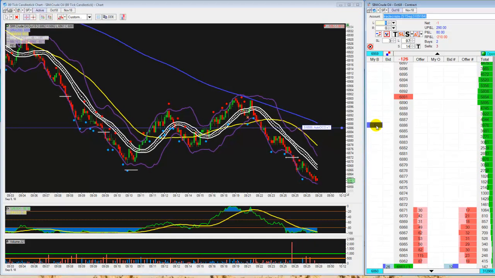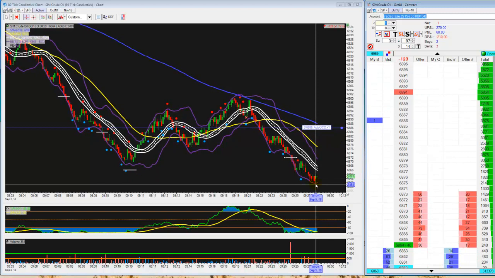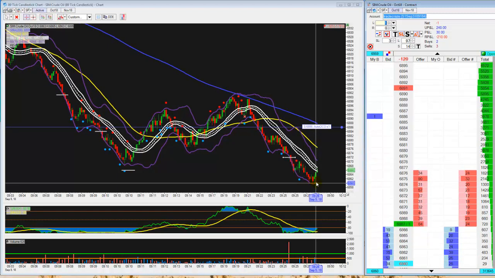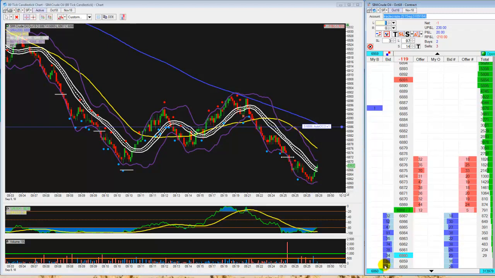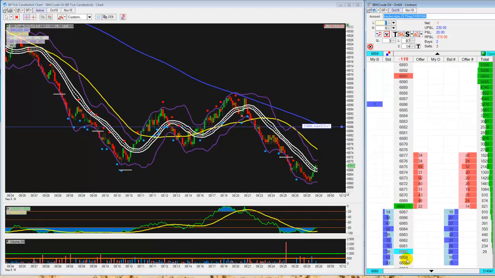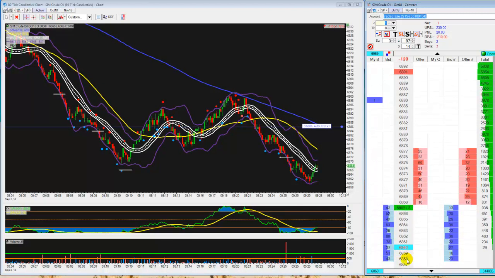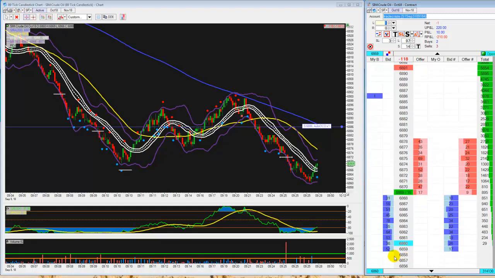Let's go ahead and lock in 5. Looking for 6777. At bottom, I'm looking for 6816. 6816, 6777. That's kind of the targets I'm hunting for.